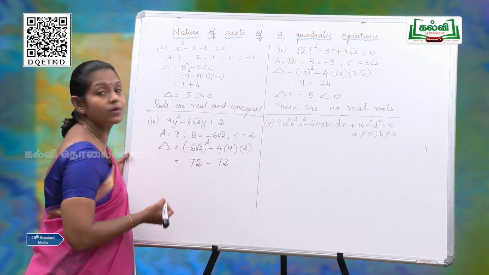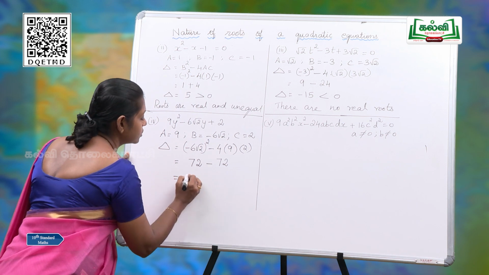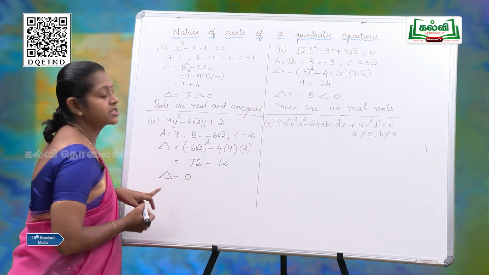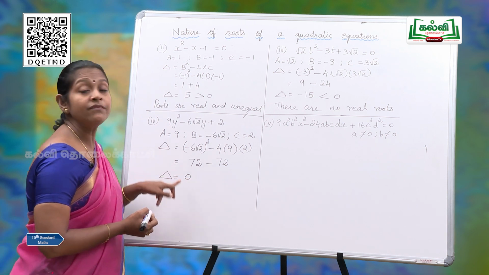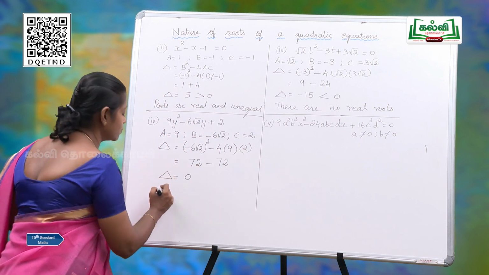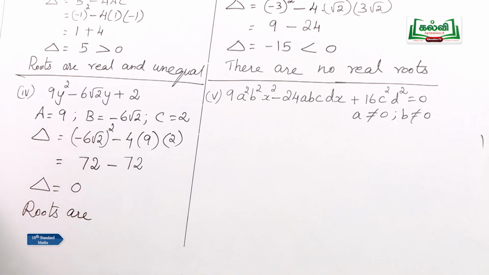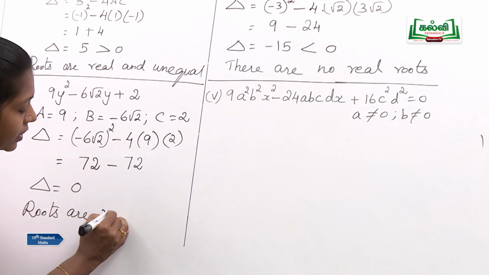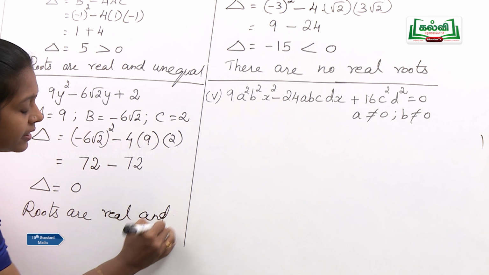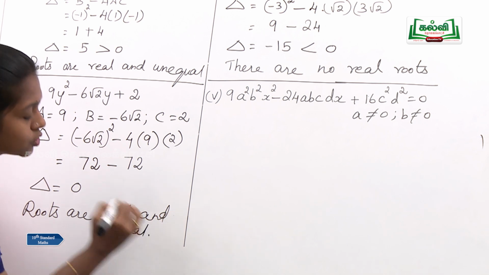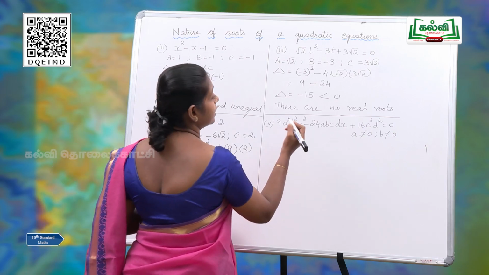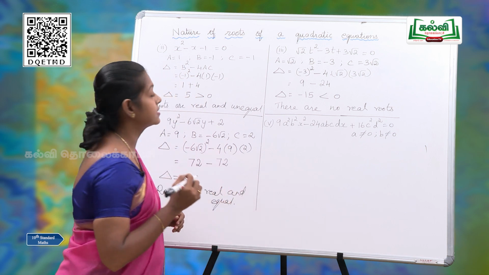If you subtract 72 minus 72, you all know 0. Here, we are getting the discriminant value as 0. If it is equal to 0, the roots are real, very good, and equal. Superb children, very good, you learnt. Next, little more difficult sum.